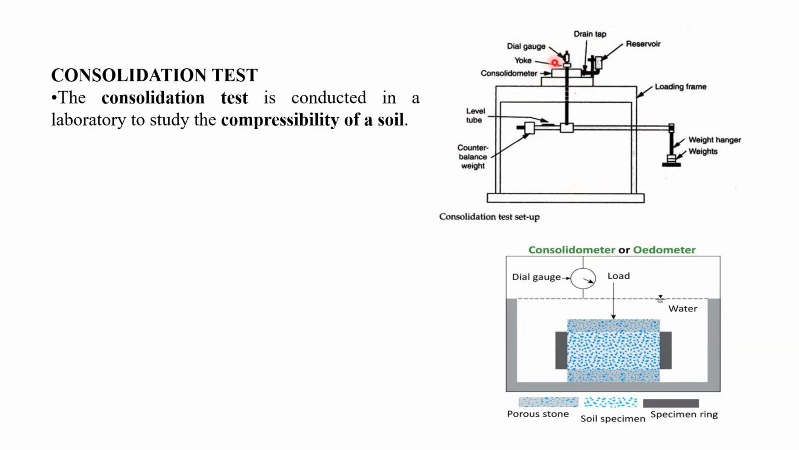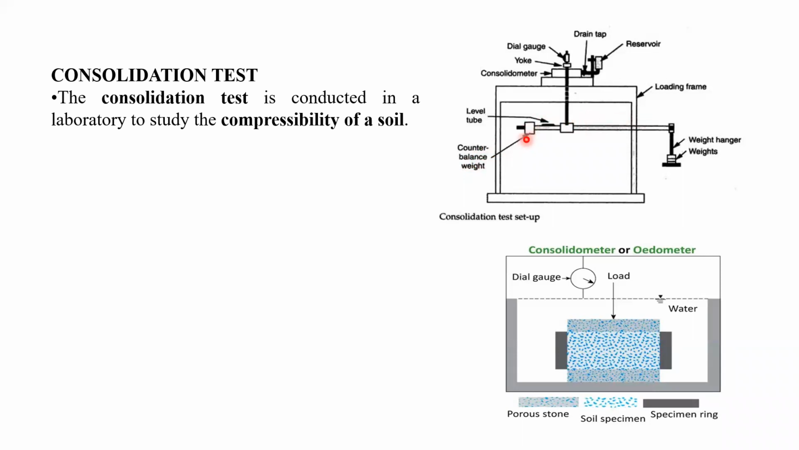This consolidometer is connected with a plastic tube, right? And that plastic tube is connected with one vessel, which is mainly made of plastic. So it is called a reservoir. And this drain tap is a plastic tube. You can see this is a loading frame made of iron, and this is the hanger. Here a spirit level is also there, so that we can make it horizontal, or balance it, right? And the counterbalance weight is also there.